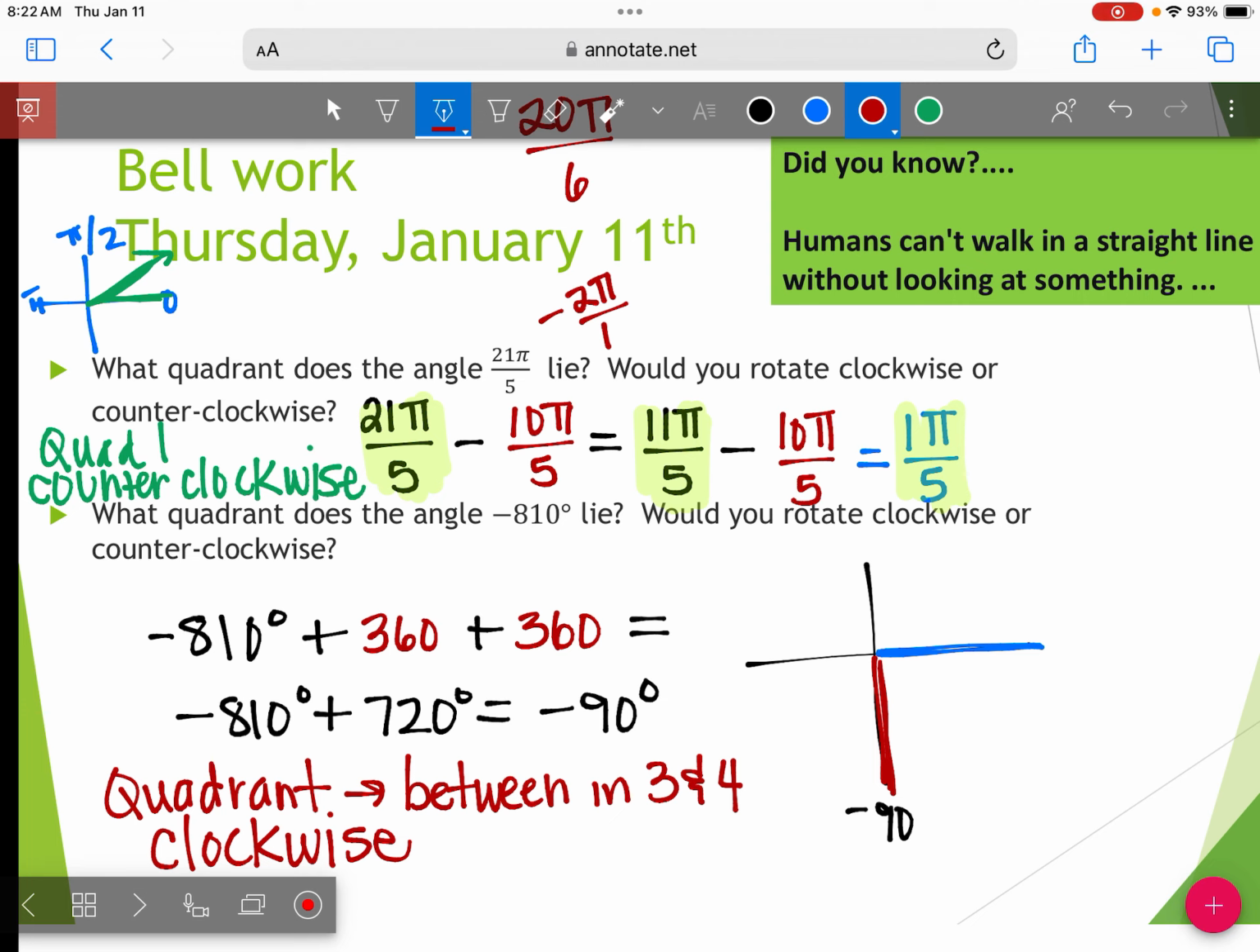Yes, Kimmy? Why didn't we add? We only subtracted on the first question. Because that first one was positive, so I had to subtract. Oh, and if it was negative, you would have added. Mm-hmm.